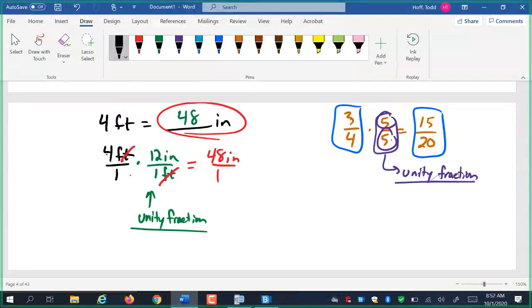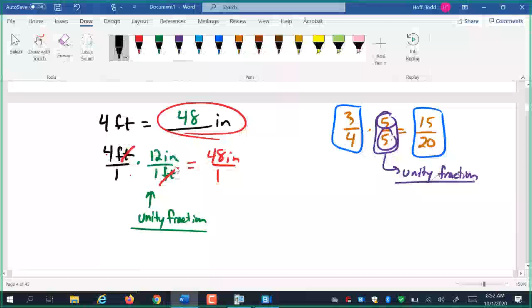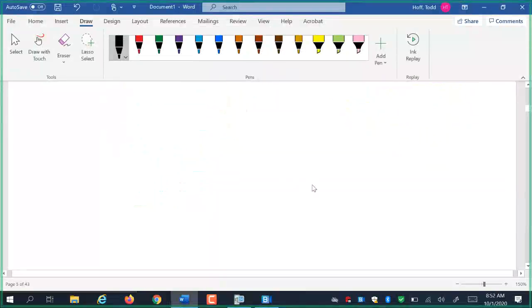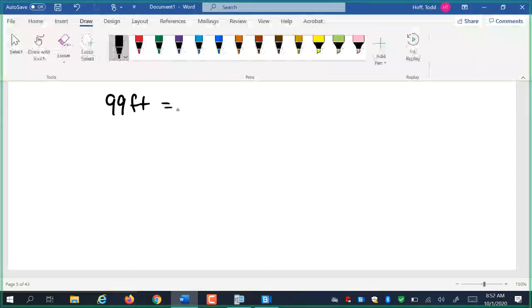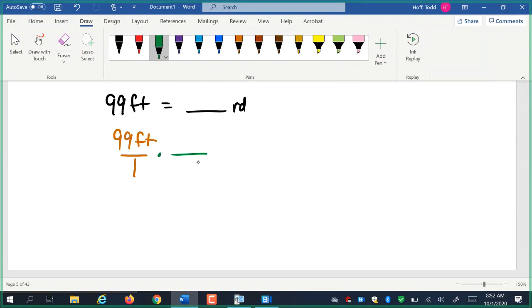Now, like I said, that one most of you probably could have done in your head without having to write out a conversion factor. So let's look at one that you don't know so readily, like 99 feet converted into rods. Let's start out with our 99 feet over 1. Once again, we're trying to get rid of feet, so I'm going to put feet on bottom so that they'll cancel out. We're going into rods, so rods go on top.